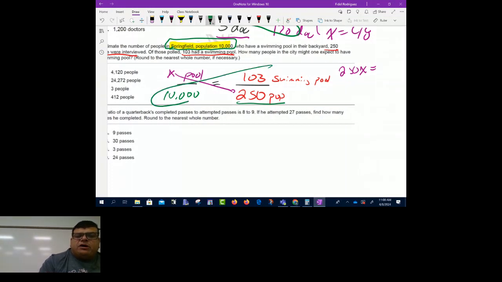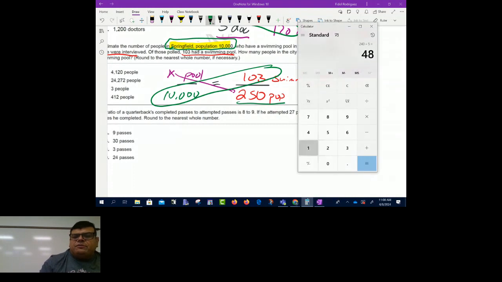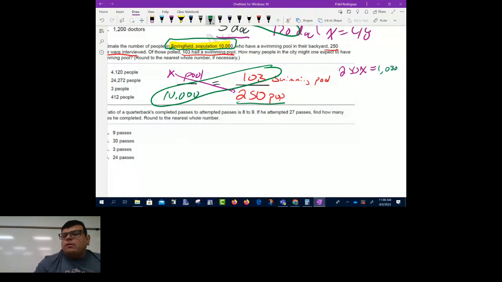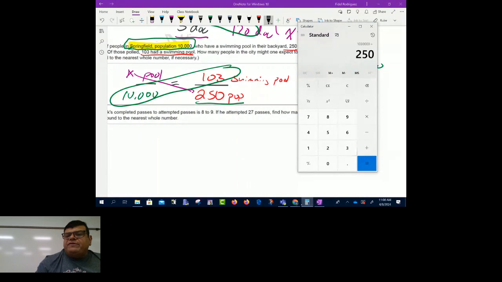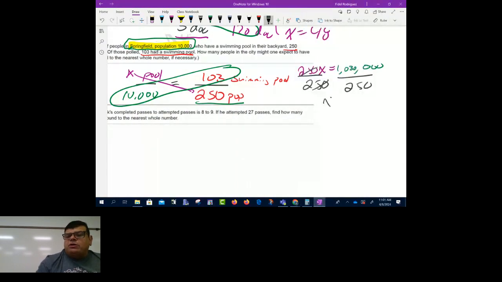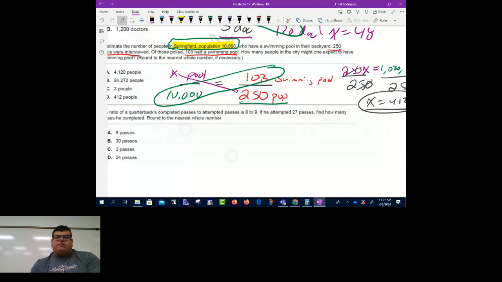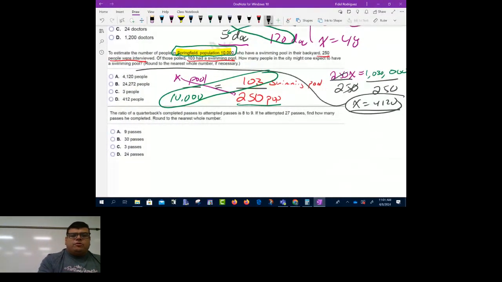I'm not going to get nervous because I'm going to use my calculator, and I'm going to figure out what's 10,000 times 103, 1,030,000. And then finally, y'all, we'll divide everything by the number in front of our x, which is 250. So let's divide that by 250. And I'm coming up, y'all, with 4120. Okay. And I'm going to say, look, 4120. And is that one of my choices? Yes, it is. Looks like it's choice A, right? Boom, boom, boom. And there we go.